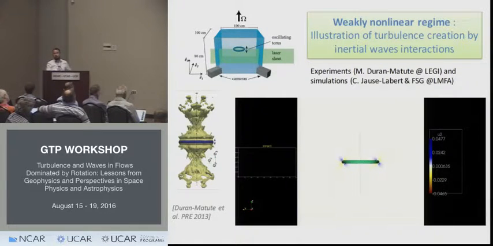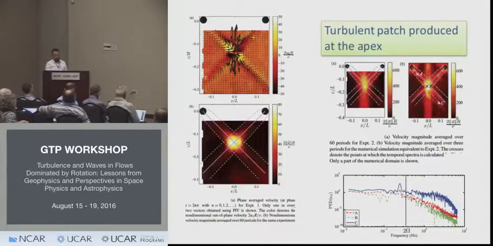And depending on the amplitude of the wave of the initial generating torus, you can see either a linear interaction between the waves, so that they propagate like that, or a weakly nonlinear interaction, and then you have a turbulence patch of weak wave turbulence, or a more turbulent case here. This is illustrated in both the experiment and in the numerical simulations that agree very well with each other.